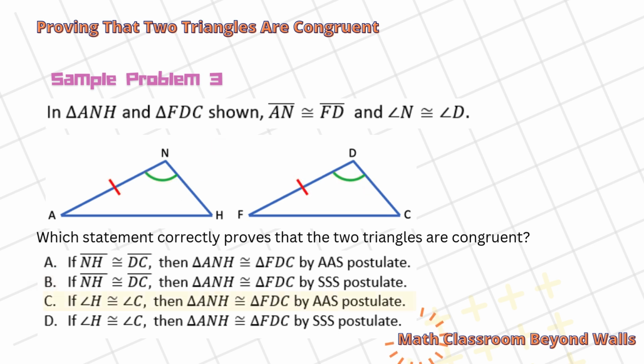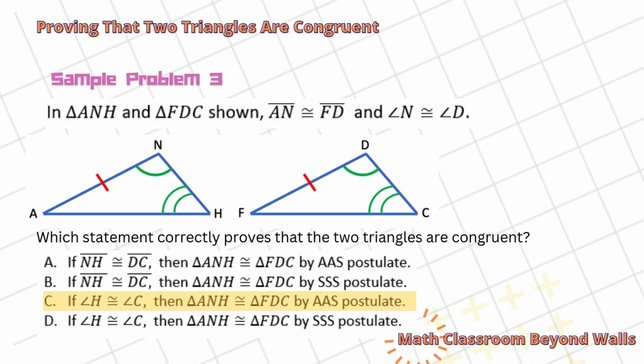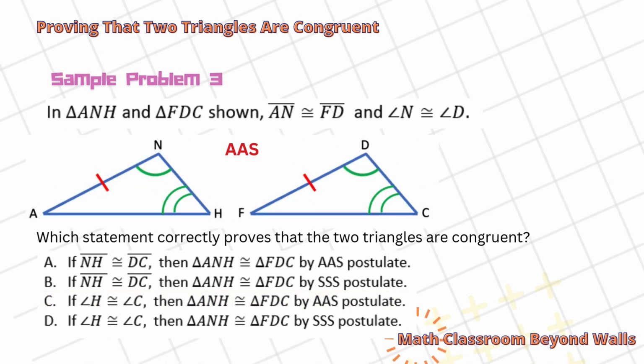Okay, so we move on to option C. If angle H is congruent to angle C, then triangle ANH is congruent to triangle FDC by AAS postulate. Again, we add this information into our original drawing and see what will happen. There you are, learners. Here is our new diagram. What postulate is displayed here? Okay, so with this added information, the triangles will be congruent by AAS. Is this option C? Okay, so yes, option C is a correct answer.